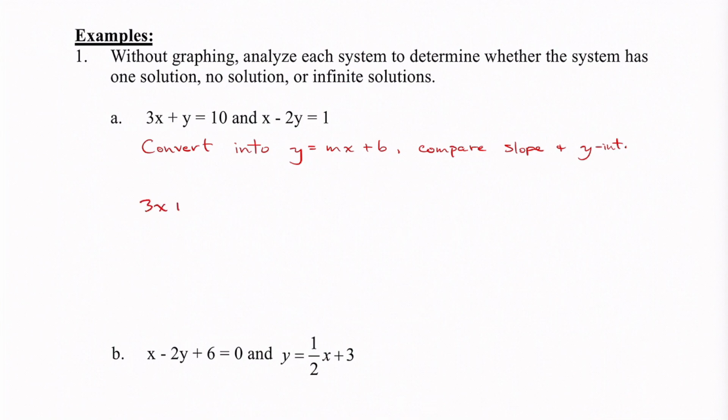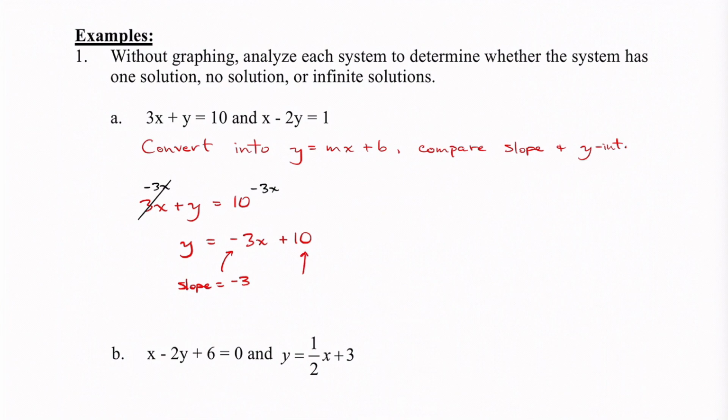We got 3x plus y is equal to 10. And then to get the y by itself, I'm going to subtract 3x from both sides. Then the 3x will cancel, and we get y equals, and then I'm going to put the minus 3x first, and then the plus 10 second. So I can see from this that my slope is that number right there. So my slope is equal to a negative 3.